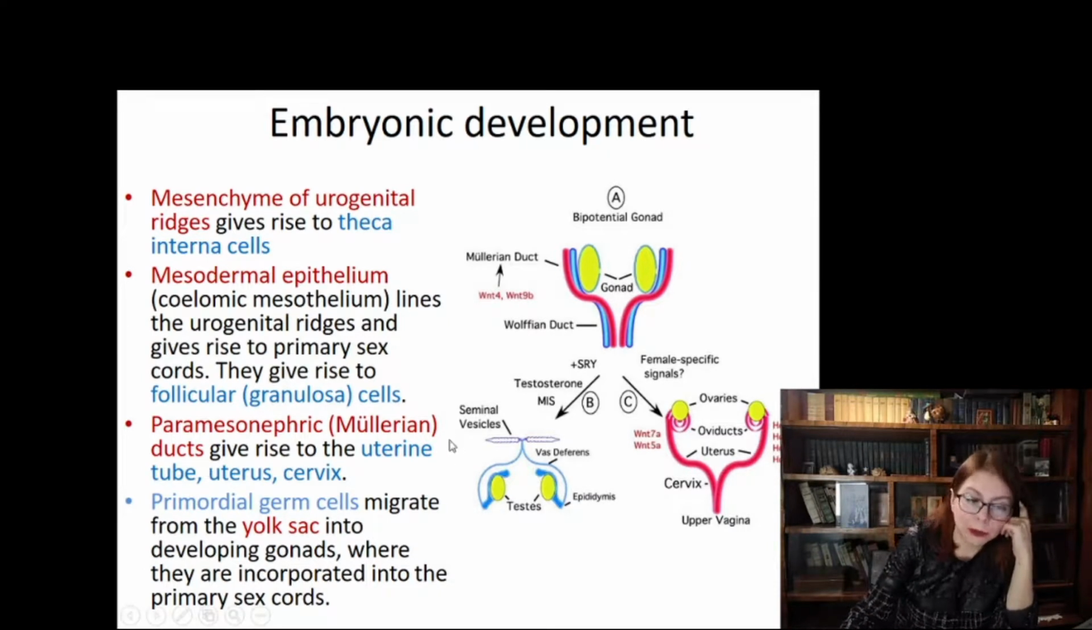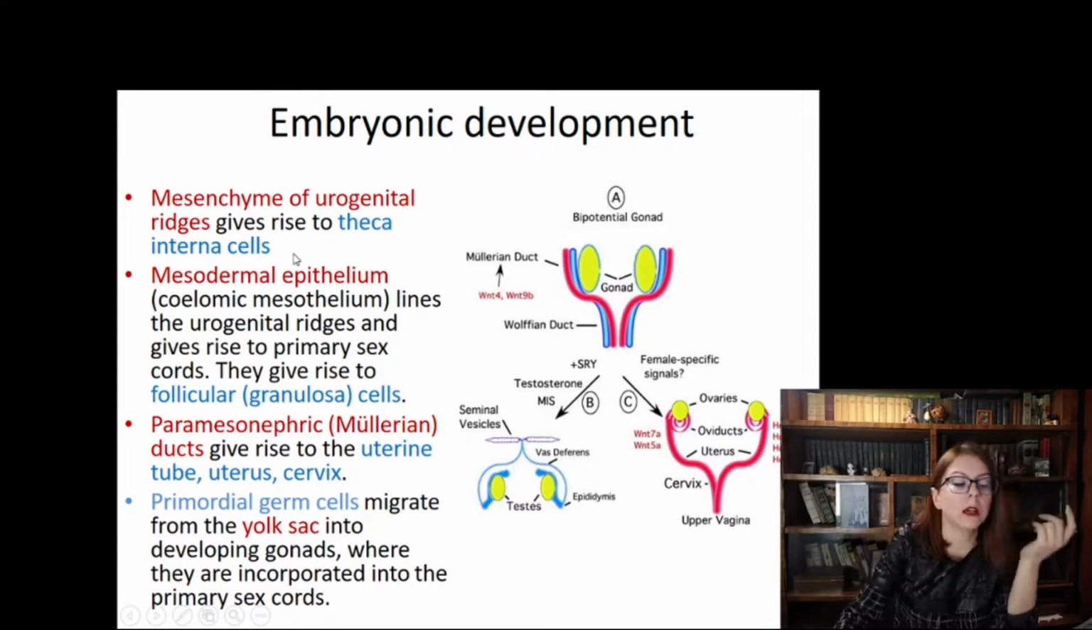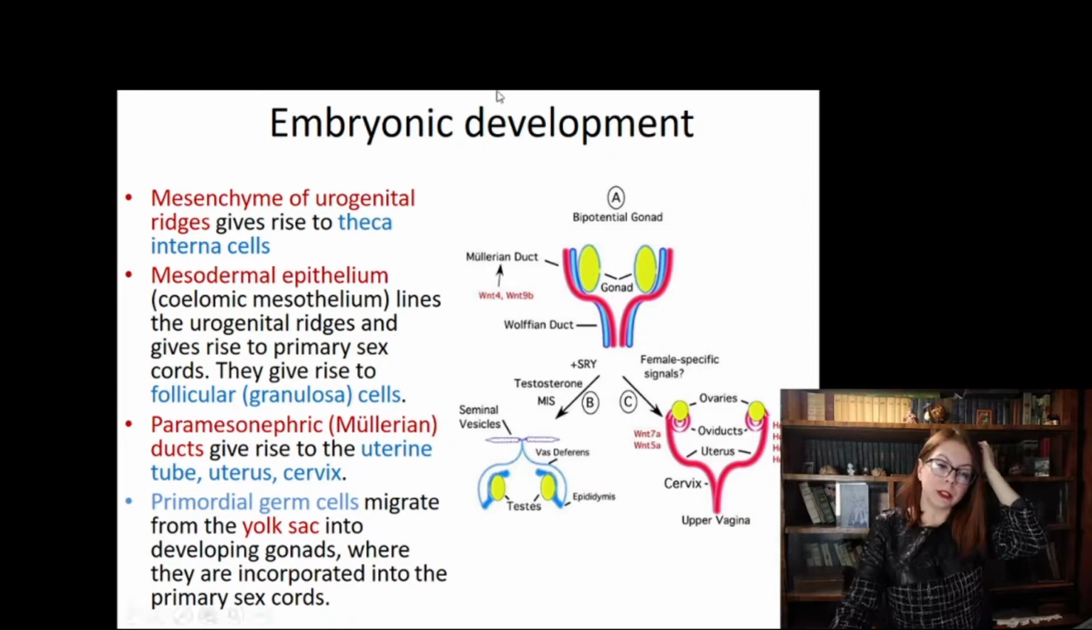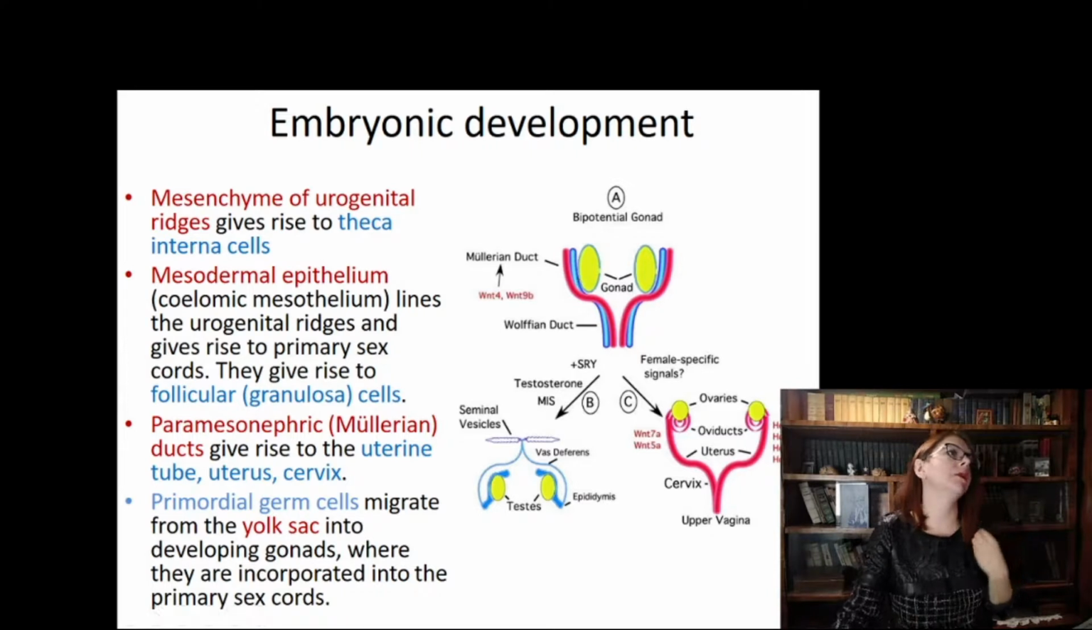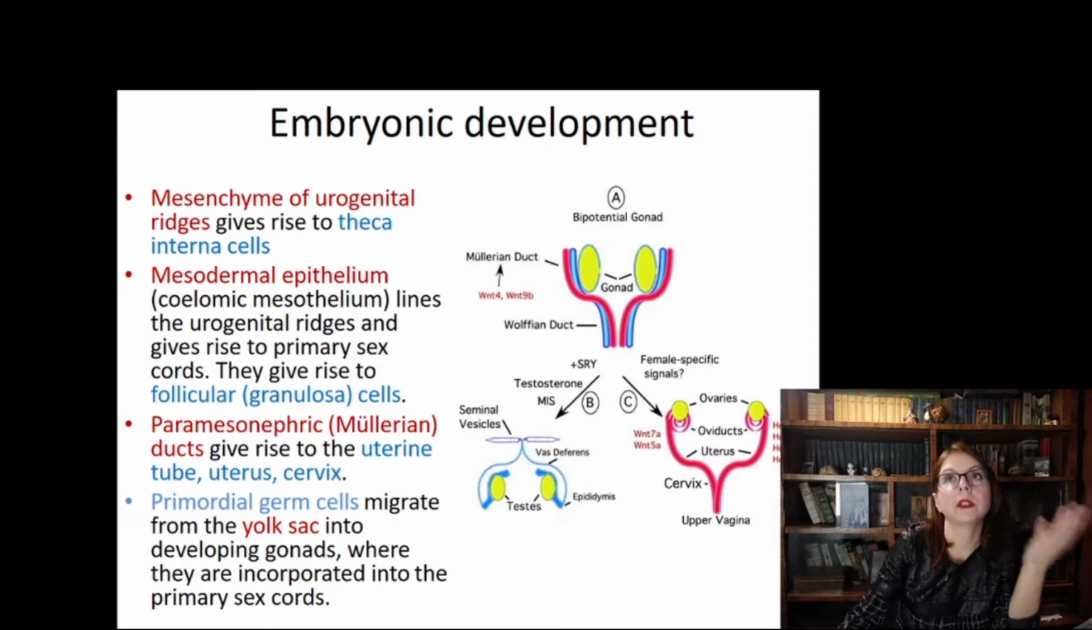Then paramesonephric or Mullerian ducts give rise to the uterine tube, uterus, cervix, and the upper part of the vagina. So the mesonephral ducts degenerate, and in the female system some remnants are present close to the ovary, like epiophoron and paraophoron. These are the remnants of the mesonephral Wolffian duct, because males prefer Wolffian ducts, while females prefer Mullerian or paramesonephral ducts.